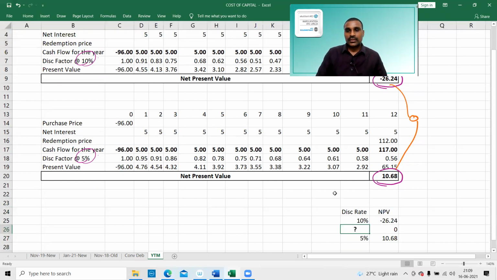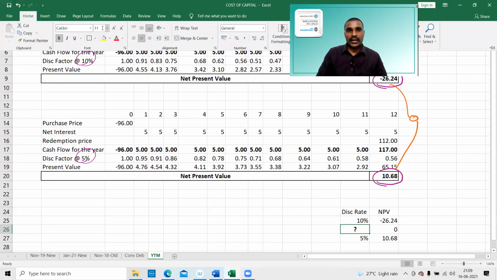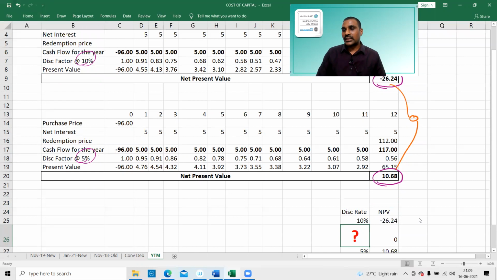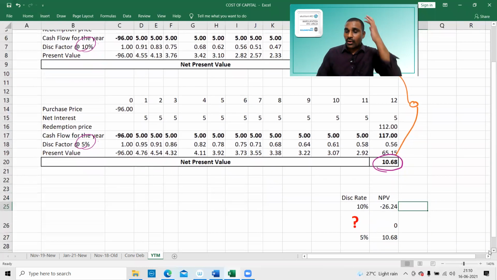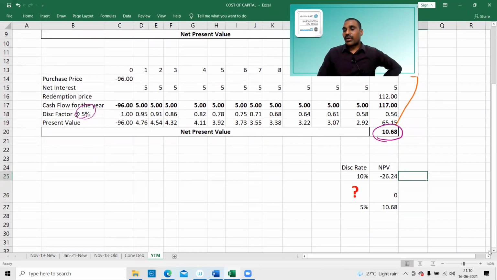This is our question. The most important question of the problem is this only. When the discount rate is 10%, NPV is 26.24. When the discount rate is 5%, NPV is 10.68. If I want NPV of 0, how much should be the discount rate? In between. I don't want positive also. I want 0 NPV.